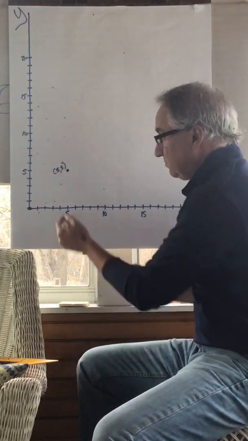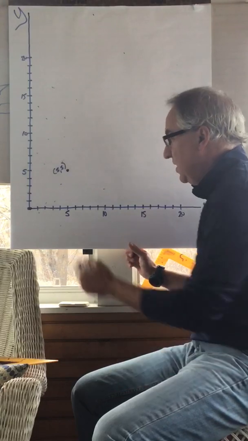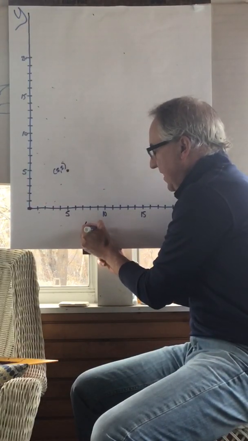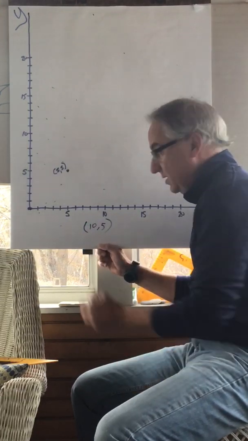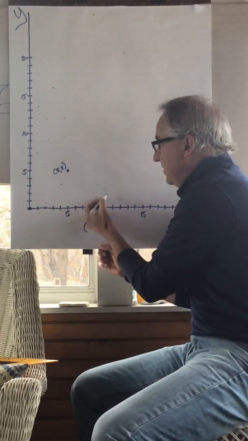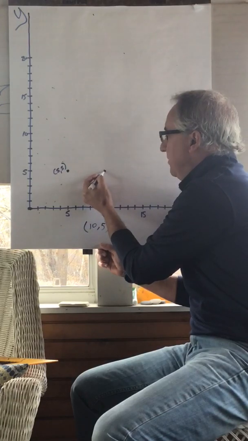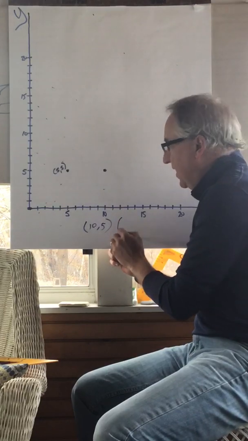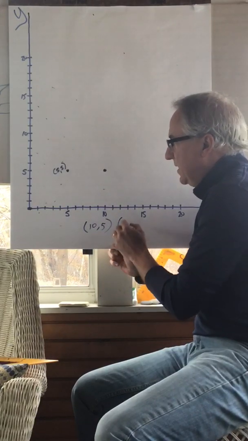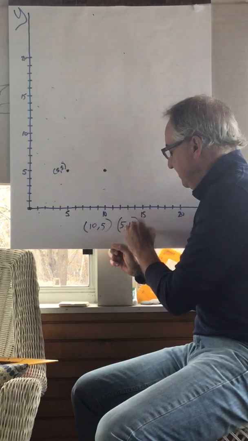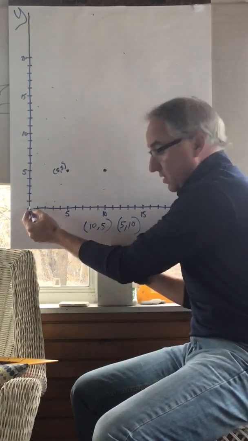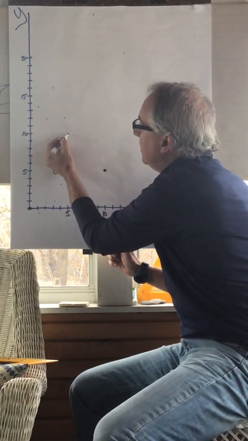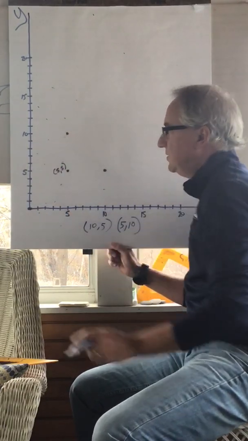For instance, I gave you point 5, 5. If I gave you another point that I wanted at, say, 10, 5, I would start at the origin, go to 10, go up to 5, and plot my new point at 10, 5. If I gave a point at, say, 5, 10, well, now I'm going to start at my origin, go across 5, up to 10, and plot my new point here.